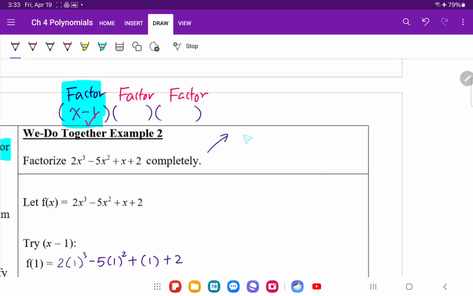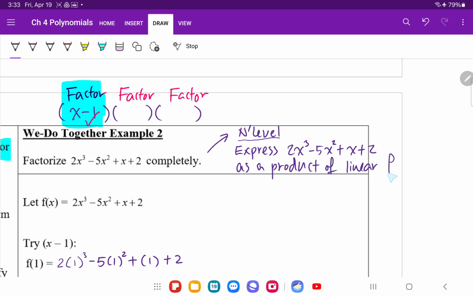In the N-level, sometimes they do not phrase it this way. N-level sometimes phrases the question like this: Express 2x cubed minus 5x squared plus x plus 2 as a product of linear factors. So they want you to write it down as a product, written as three brackets like this. Okay, so it's exactly the same question but written in a slightly different way.